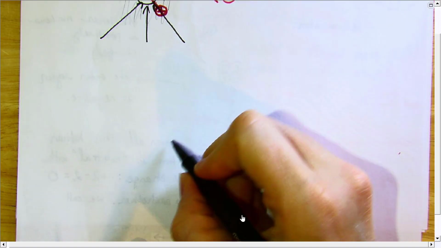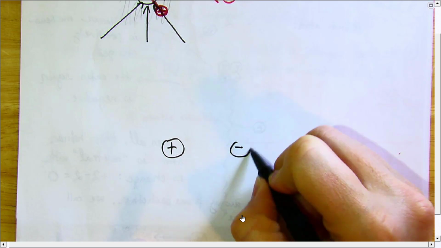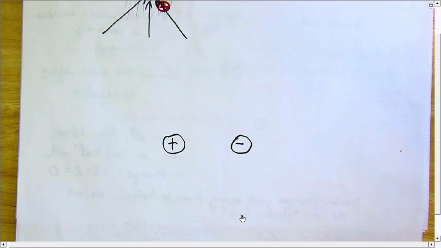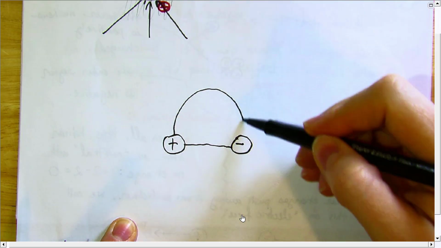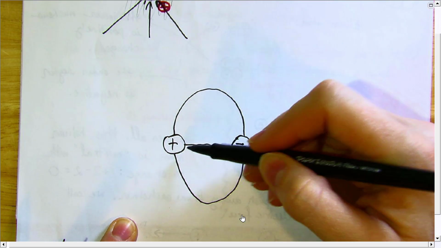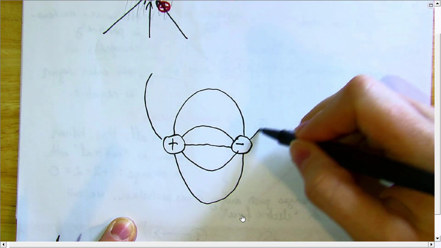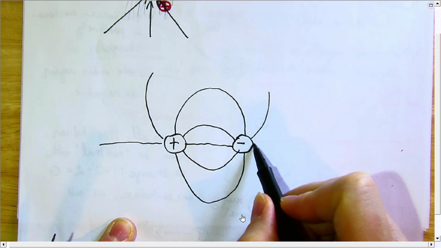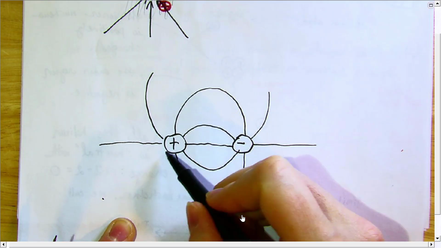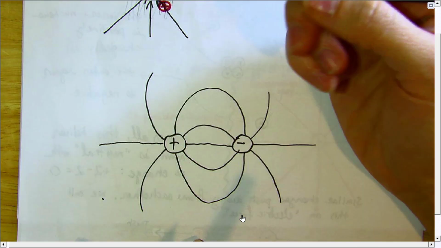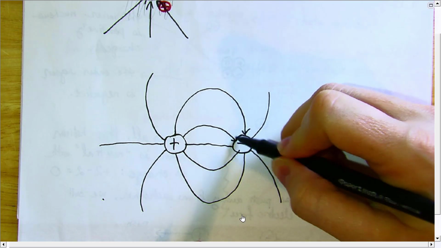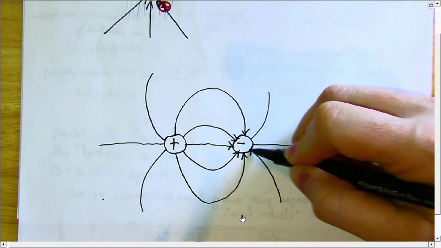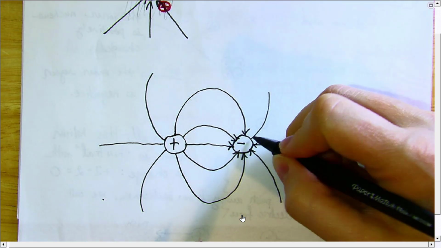And if you had a positive and a negative close together, let me, for fun, show you what its electric field map would look like. Rough sketch. And then I would draw the arrows pointing from the positive to the negative. That's how we define our electric field map, always pointing from the positives to the negatives.